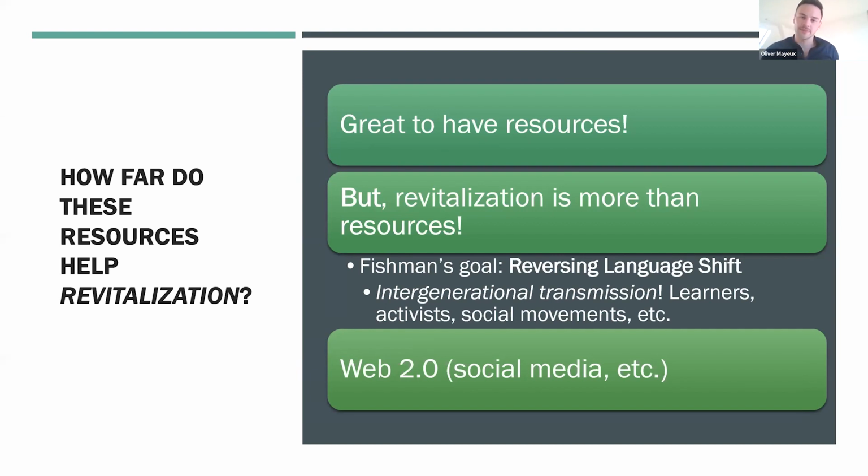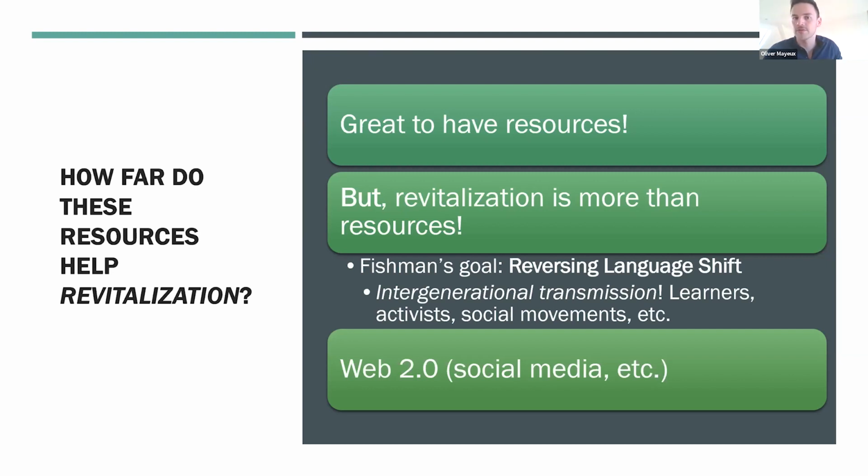But we have to remember that if we want to revitalize a language, it's about more than just the availability of, say, textbooks, dictionaries, etc. The goal, at least we could say the goal, is to reverse the shift from the endangered or minoritized language to the dominant language, and to promote the transmission of the language between generations, that is, between the older generations who may still speak the language, and especially children or young people. And all of this does not involve textbooks necessarily. It's not something which a dictionary can do.